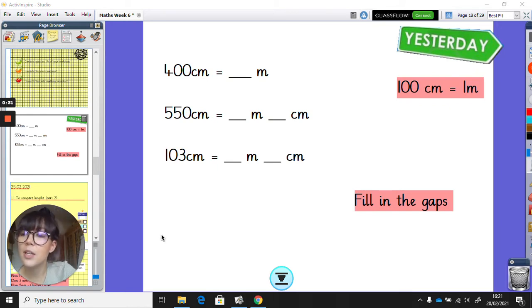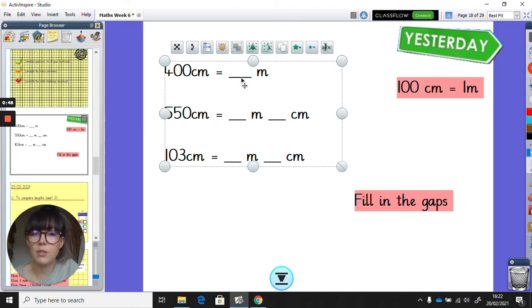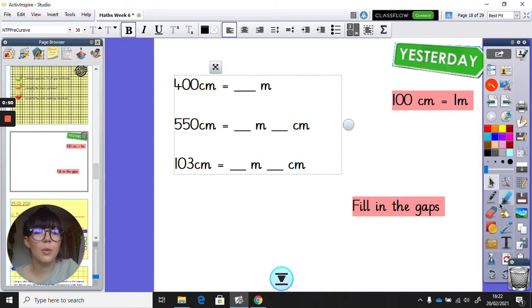So I did put a little help on the board because I've reminded you that 100 centimetres equals 1 metre. So let's use that to help us convert. So if 100 centimetres equals 1 metre, then 400 centimetres is going to equal, you're right, 4 metres.